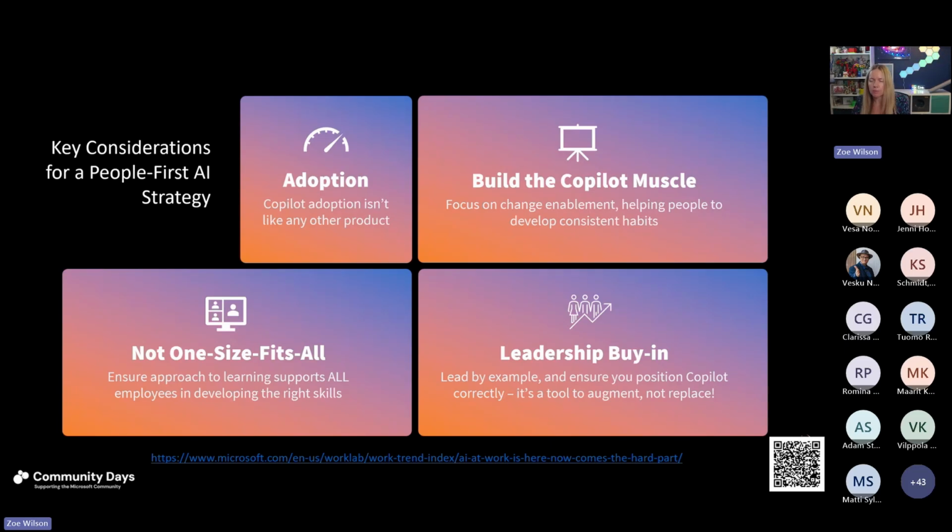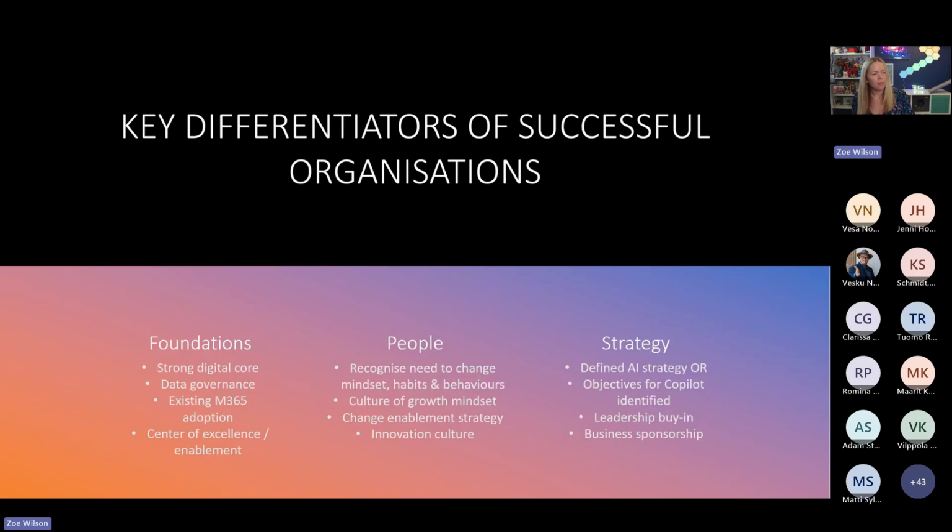And for this to be really successful, it needs that leadership buy-in. So Copilot is a tool that will augment. It should be designed to augment humans, not to replace humans. And we want leaders to position this correctly. We want them to own the strategy. We want them to lead by example and create the space within an organization for Copilot to flourish.